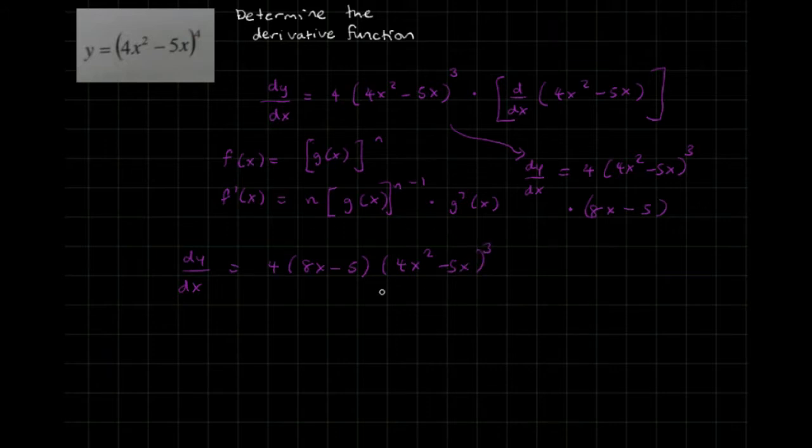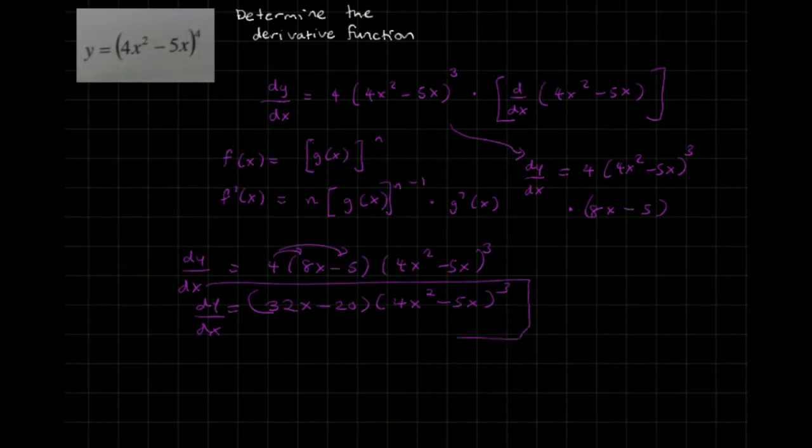Okay, and you can just leave your answer like this. If you wanted to expand this out, you can also do that as well, but it's really the same thing. If I do expand this out, you get (32x minus 20) times (4x squared minus 5x) cubed. So it really means the same thing. Okay, and that's your derivative function. So you can either use that or that.